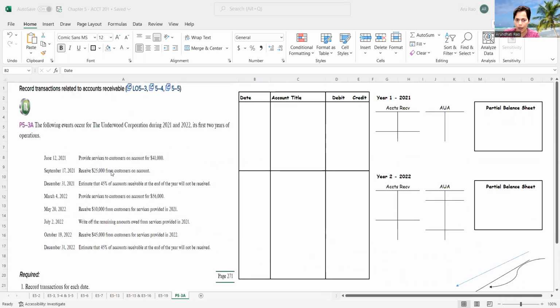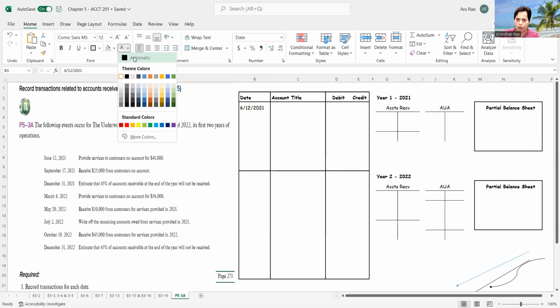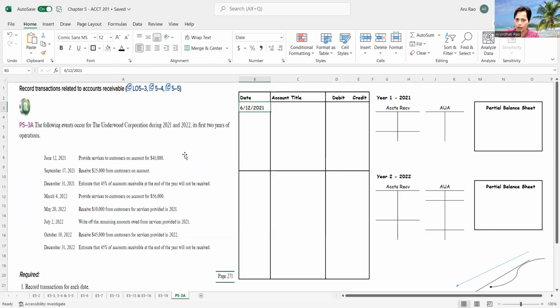So let's take a look at what we have over here. On June 12th, 2021, we provided services on account for $41,000. So I'll start out by writing my date over here. On June 12th, 2021, this is a credit transaction because I see the words on account, which means I debit accounts receivable, indicating they will pay me the money later. I have provided my services, therefore I can credit service revenue. So my journal entry is accounts receivable debit 41,000 and service revenue credit for 41,000.